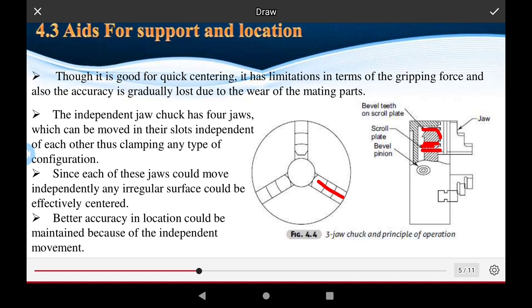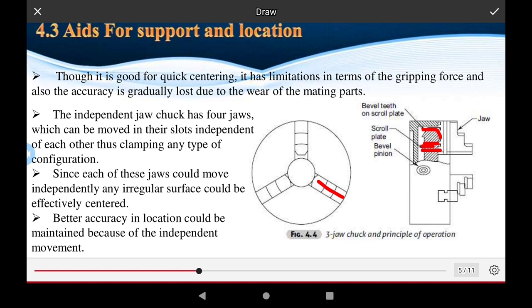Since each of these chuck jaws moves independently, any regular surface can be effectively centered. Better accuracy in location is maintained because of the independent movement of the jaws.